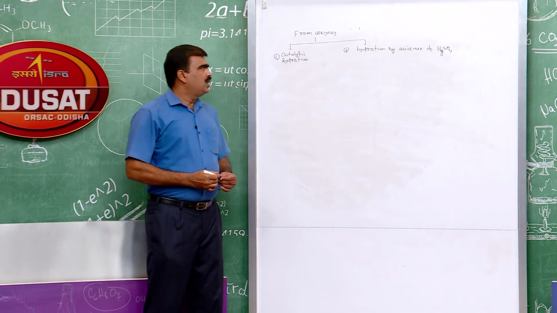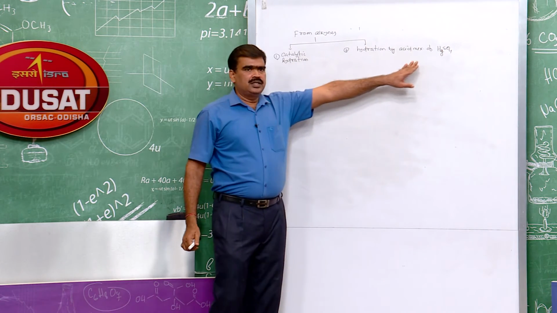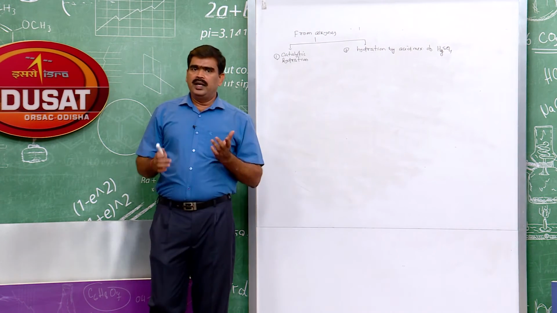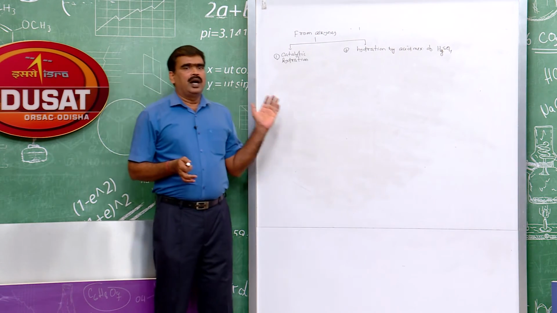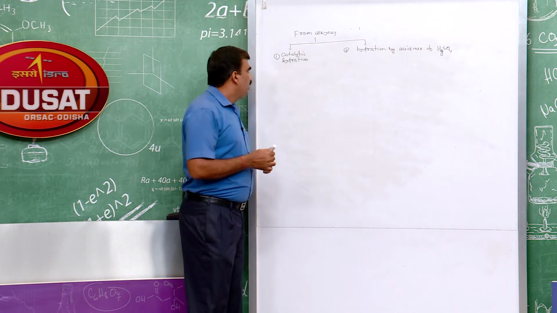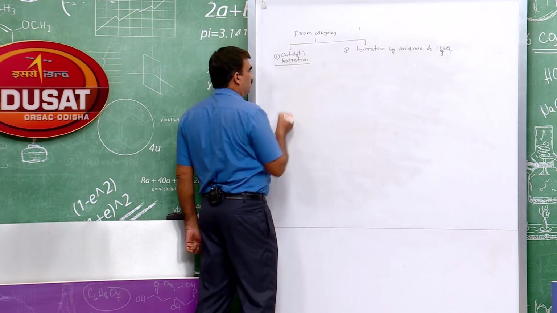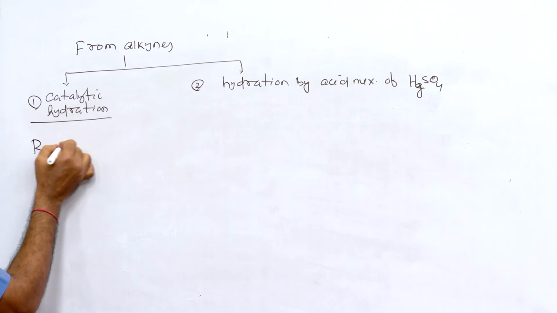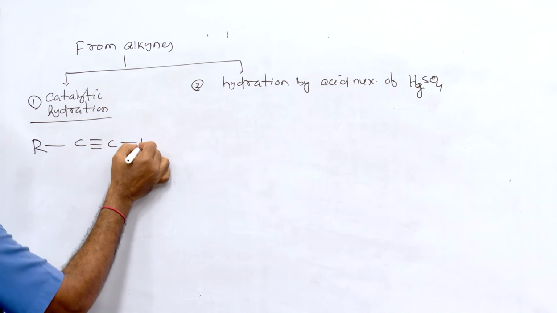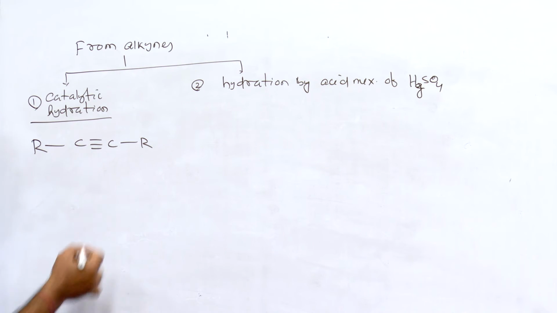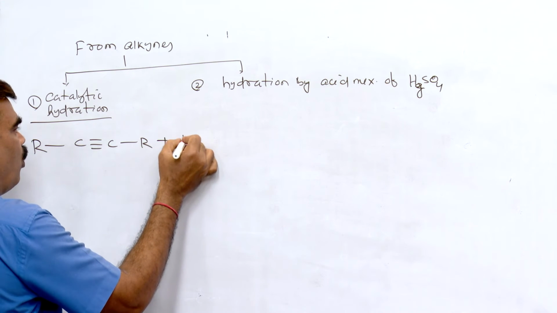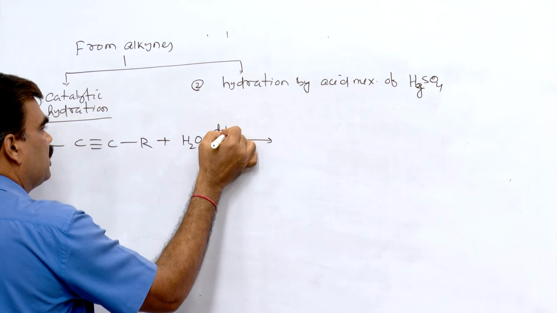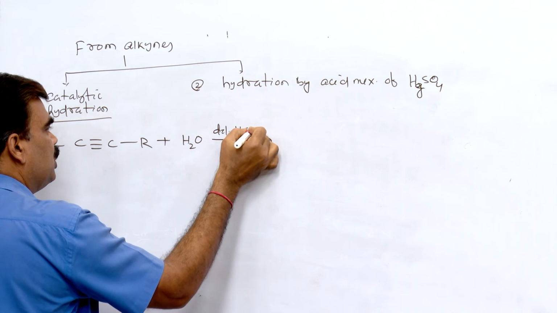These are the two different types of reagents. By using them, we can prepare aldehydes or ketones from alkynes. How? You just see catalytic hydration. Catalytic hydration means if you take an alkyne like this and you add water in presence of dilute sulfuric acid, this is your catalyst.